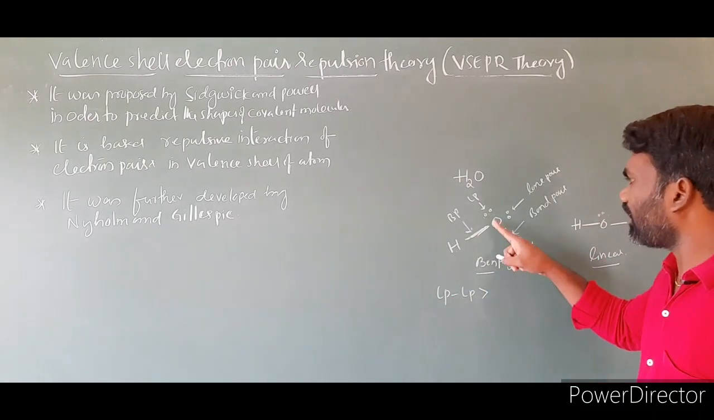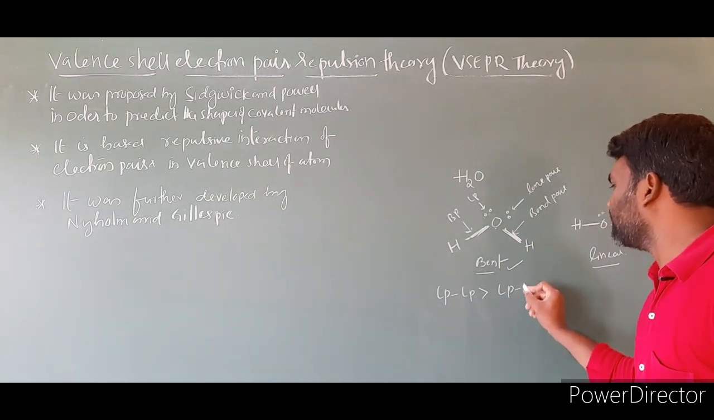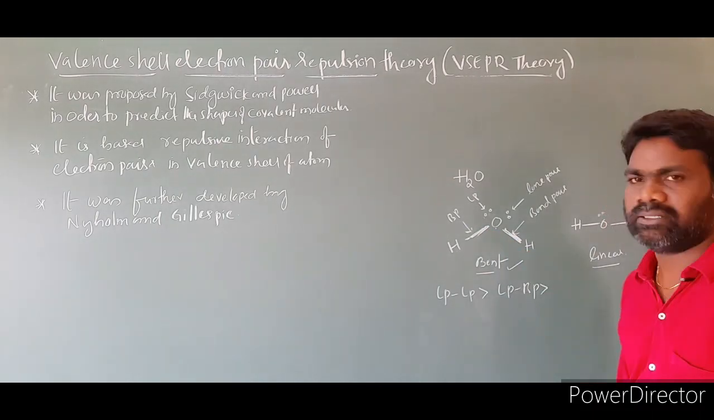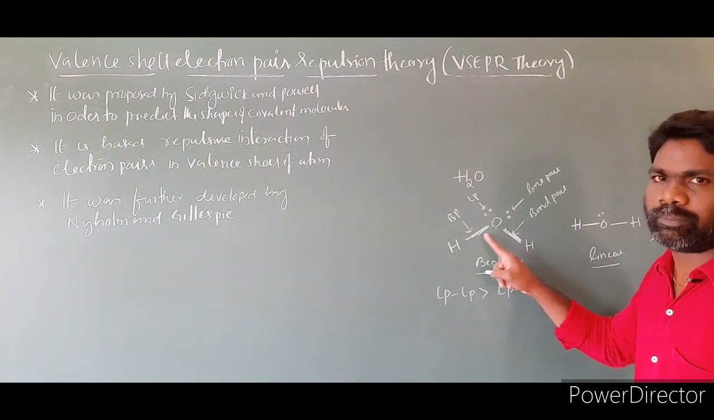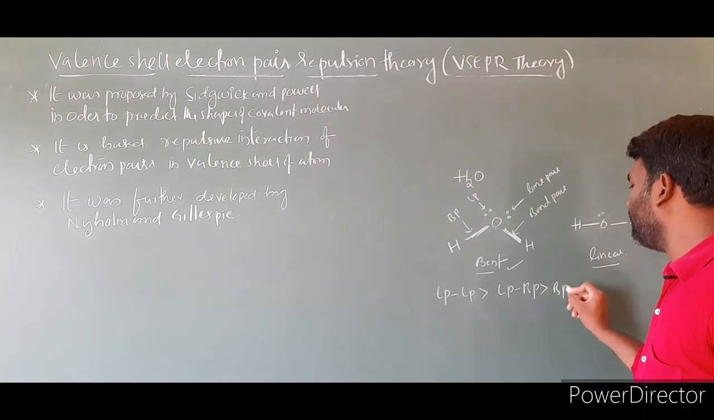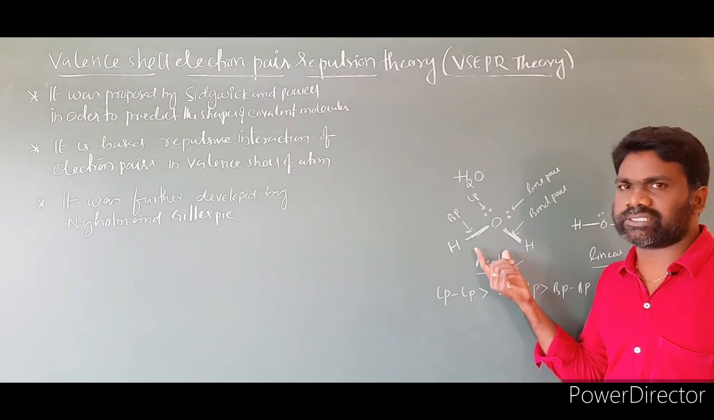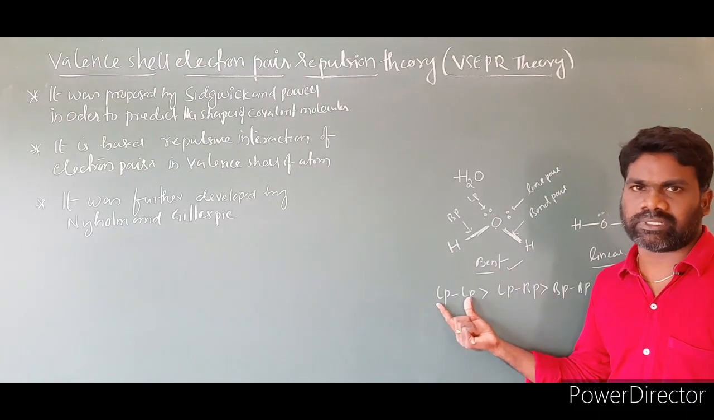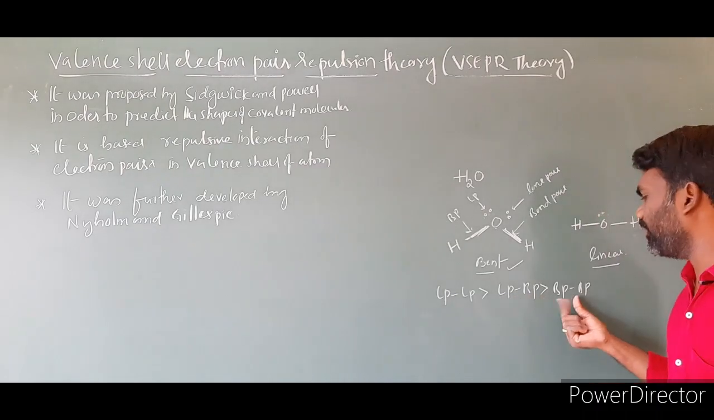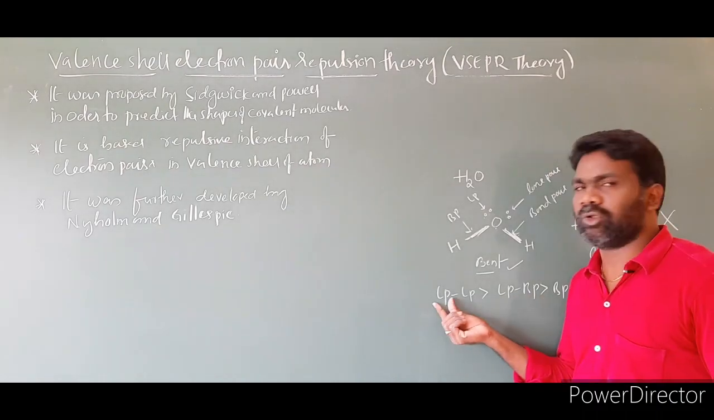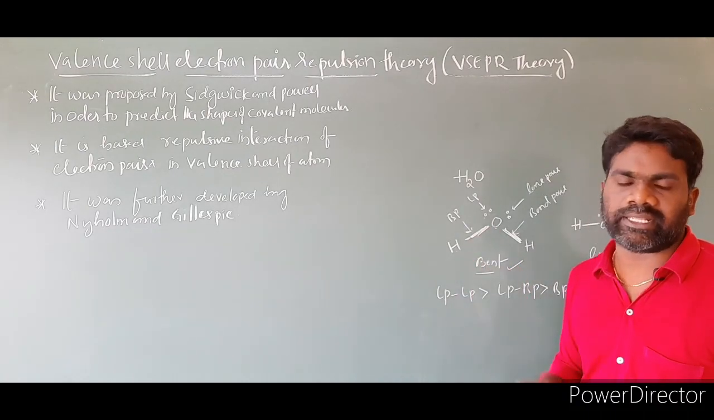Then lone pair bond pair repulsion is greater than bond pair repulsion. So this is the repulsion order of electron pairs in this molecule: lone pair is always greater than lone pair bond pair, which is greater than bond pair. The reason is the lone pair is localized, but bond pairs are between the two atoms and are involved in a bond.